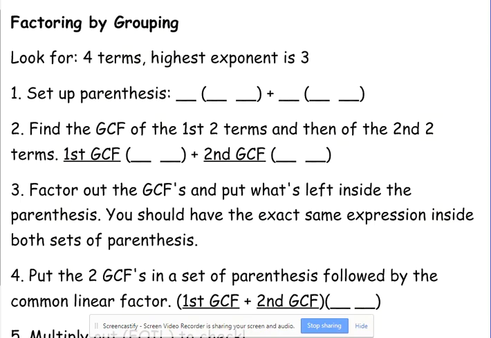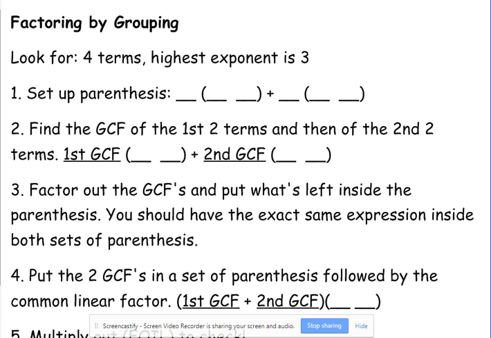We haven't factored anything yet that has 4 terms. So a tip-off that it's grouping is that it has 4 terms and your highest exponent is 3. We're going to set up 2 sets of parentheses, but we've got a little bit of extra stuff going on. We've got a spot in front of both sets of parentheses because we're going to pair our terms up, and we're going to find the GCF of the first pair. We're going to find the GCF of the second pair. Those GCFs are most likely not going to be the same.